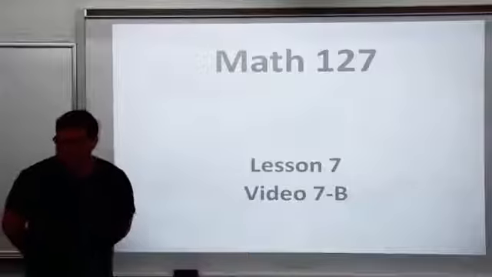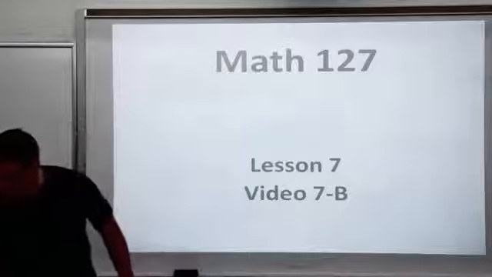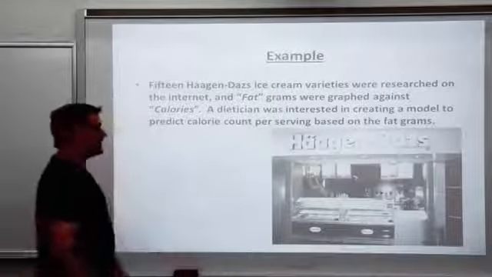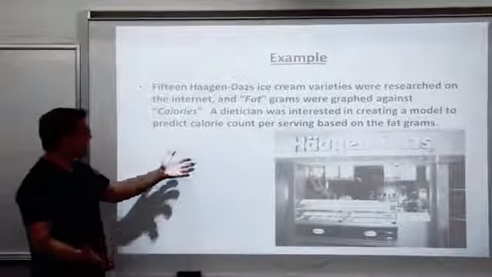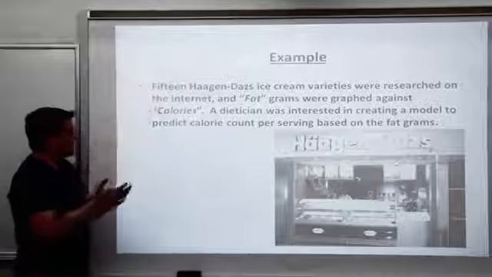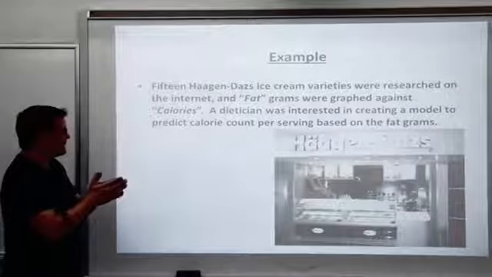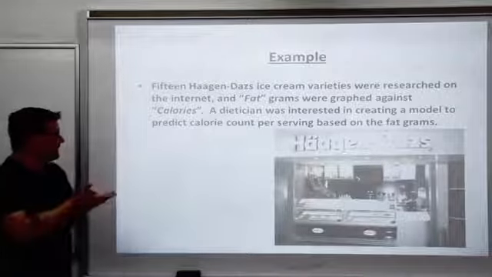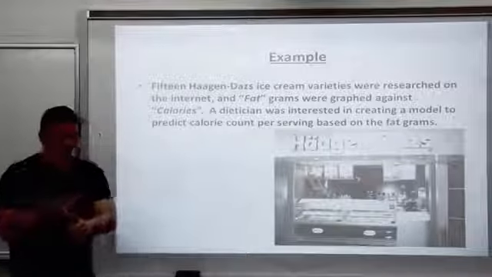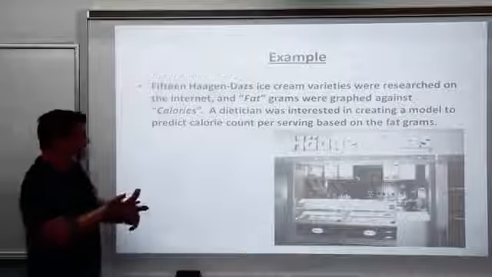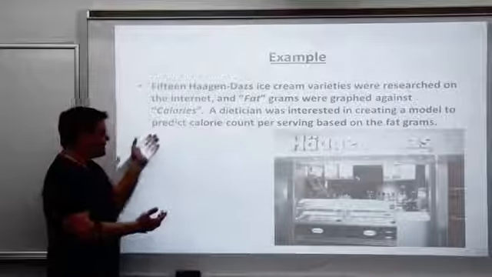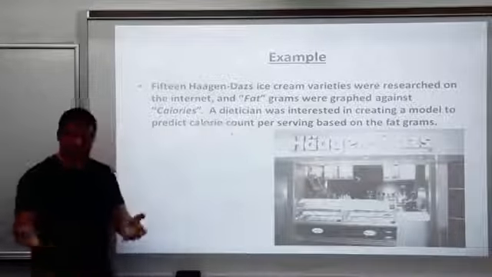Lesson 7B. Here's the other model we'll work with exclusively in this class, or I should say often. Here's the example: Haagen-Dazs ice cream. 15 Haagen-Dazs ice cream varieties were researched on the internet. Fat grams were graphed, plotted against calories. A dietitian was interested in creating a model to predict calorie count based on fat grams.